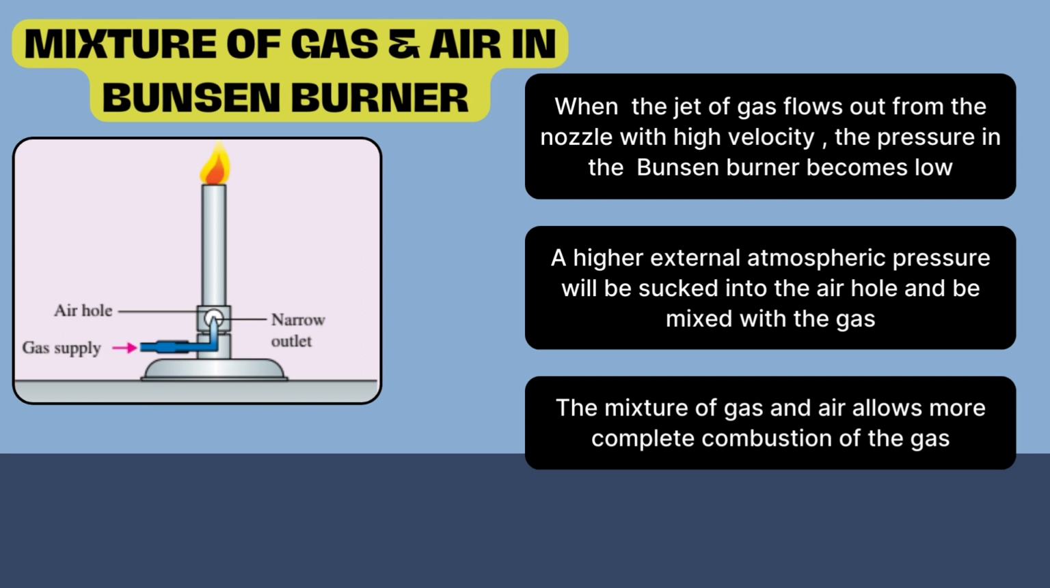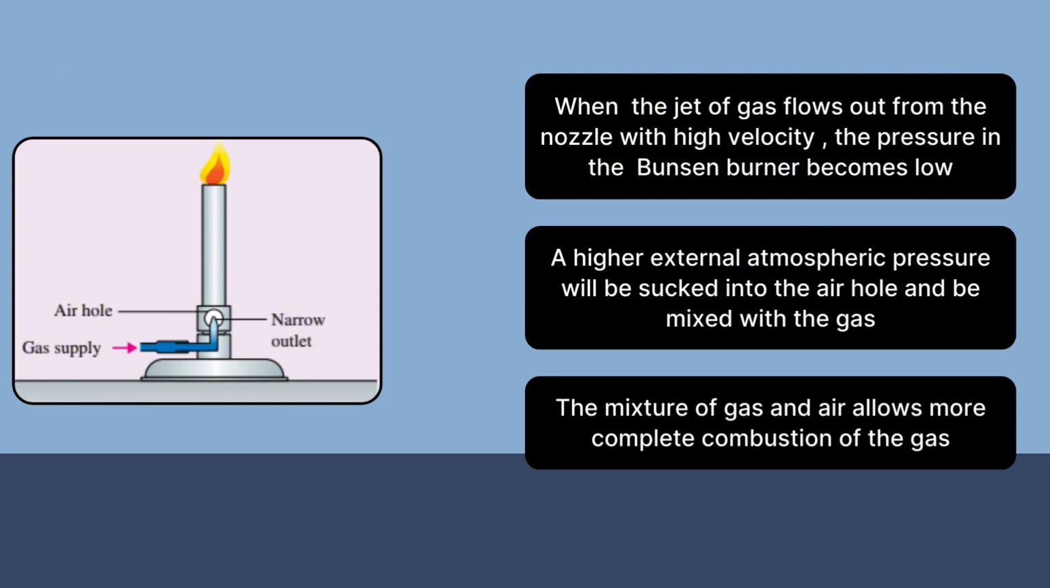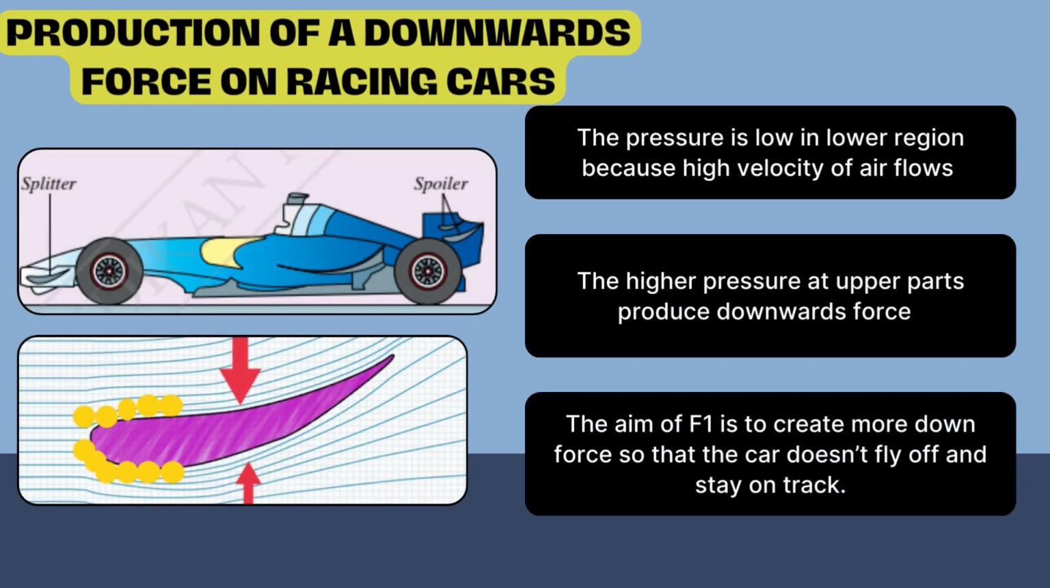At the body of the Bunsen burner, there is an air hole. The function of the air hole is to allow the external atmospheric pressure to enter the Bunsen burner. When the high atmospheric pressure flows into the Bunsen burner, it will mix with the gas to allow more complete combustion to occur. If we want to know whether there is complete combustion, you can see the blue color of the flame. Lastly, the application is the production of downward force on the racing car.